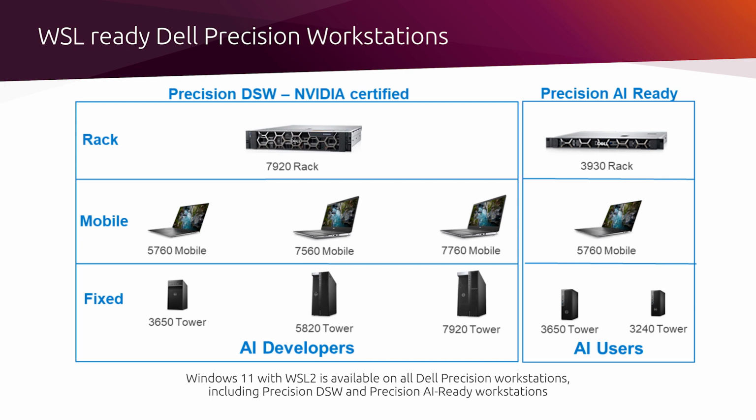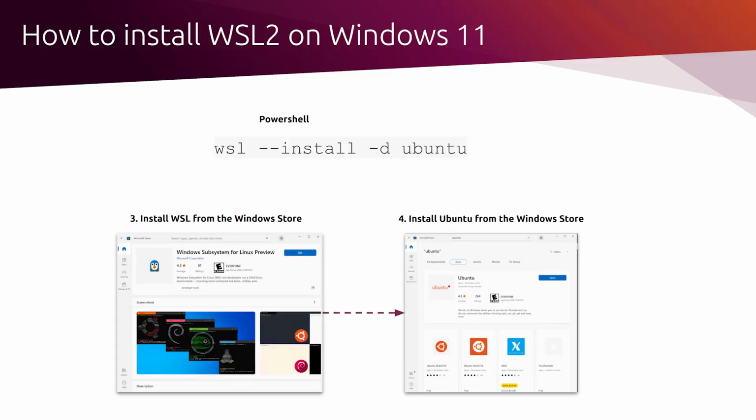Great. So if you're a user, you can get started with WSL through these two routes. It's very easy to get WSL set up. If you open up PowerShell and you do wsl --install -d Ubuntu, that's your quickest way to getting Ubuntu ready on WSL. If you like the GUI route, then you can find WSL in the Windows Store, and once you've installed that, you can find Ubuntu.